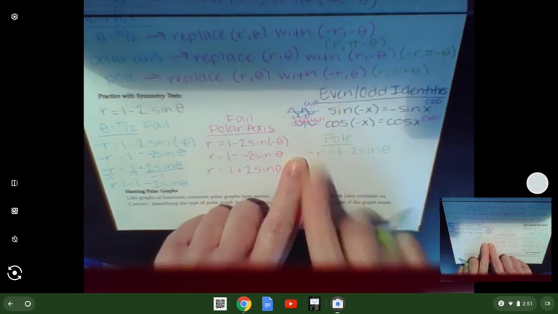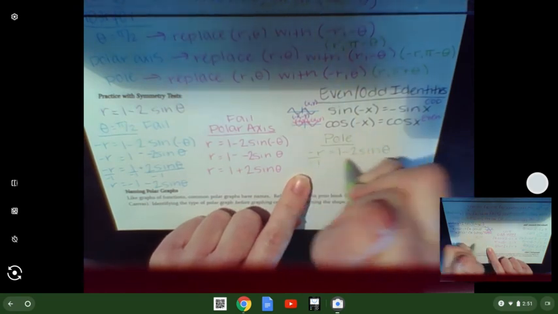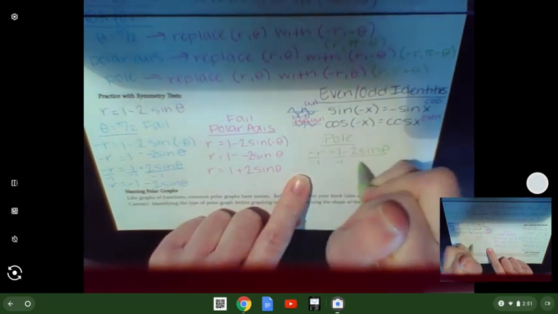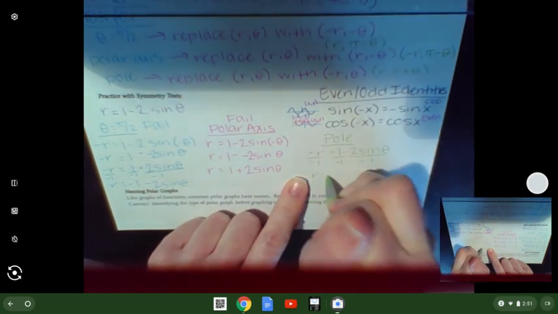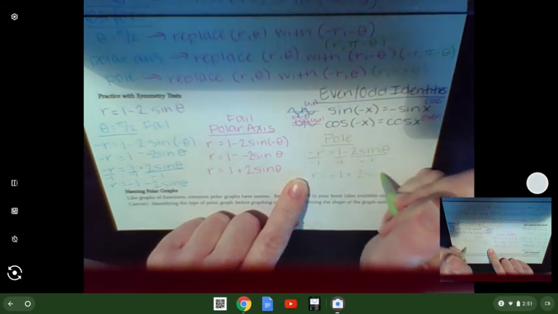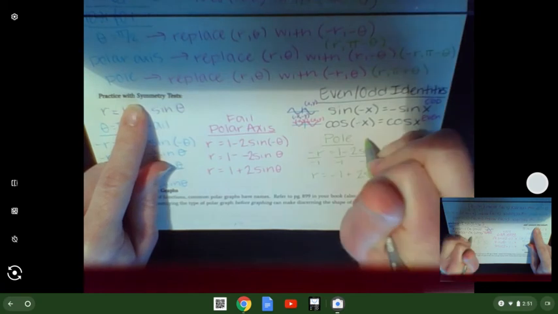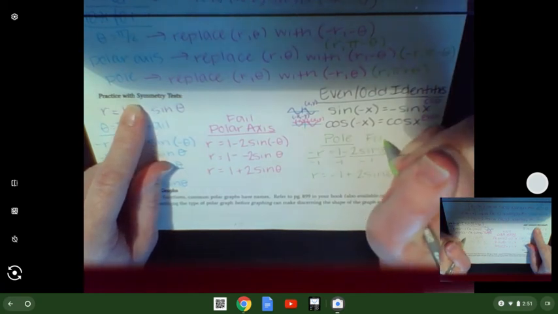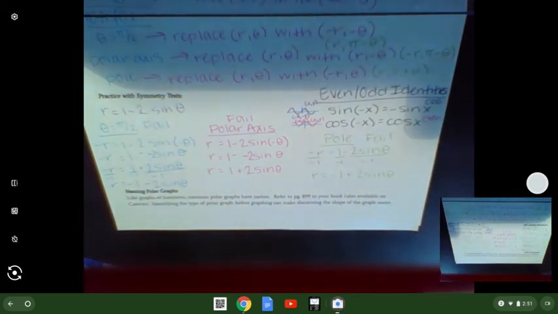Dealing with this negative r, I could try dividing everything by -1. And I get r equals -1 plus 2 sine theta. And again, I can see I'm not going to get back to where I was. So I am going to fail this test as well.